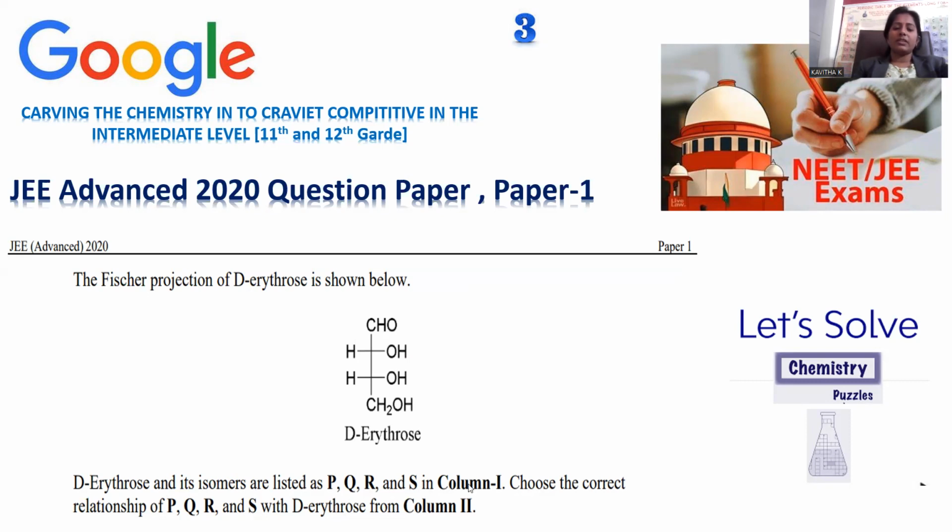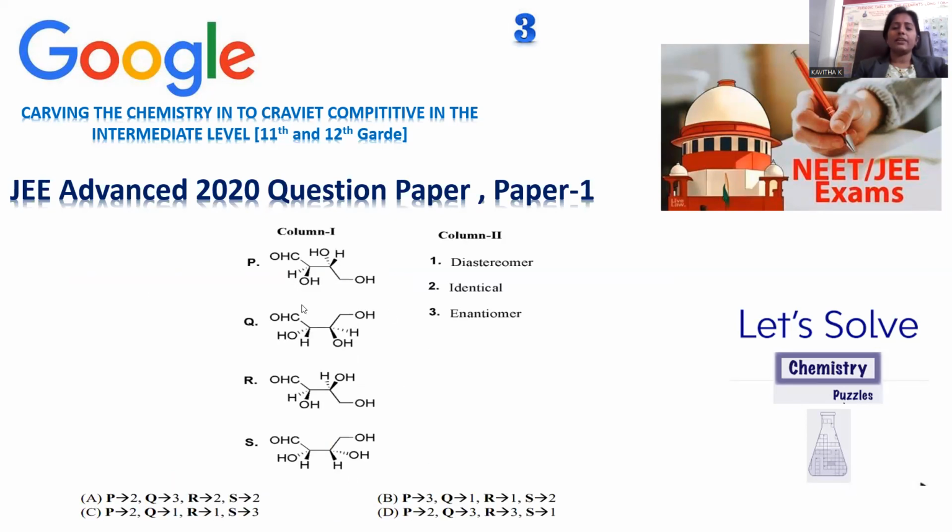With this D-erythrose, isomers are listed: P, Q, R and S. These many isomers are given in column 1, and what kind of relation they have with D-erythrose, in column 2, we have to map. This is the kind of match the following. All these molecules are provided in the sawhorse representation. A molecule can be represented in Fischer projection, Newman projection, sawhorse projection, three-dimensional representation, or molecular formula representation. So many kinds of representations you can notice. Among all, this one is called the sawhorse formula.